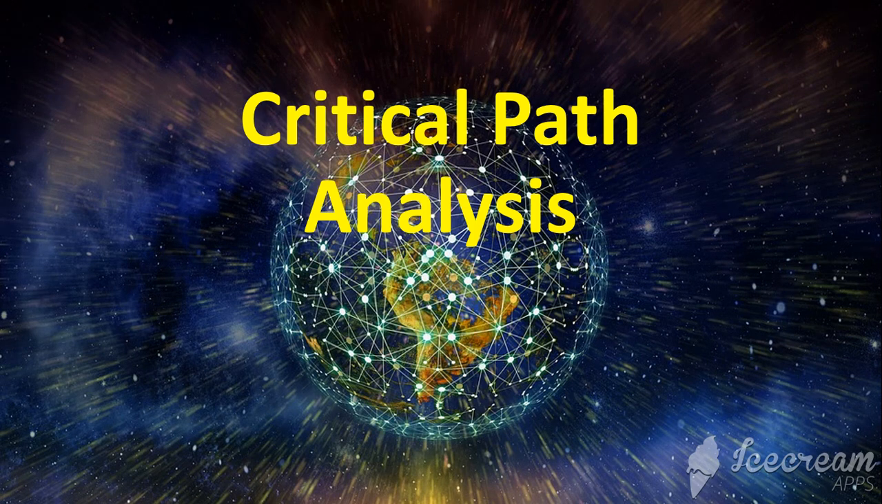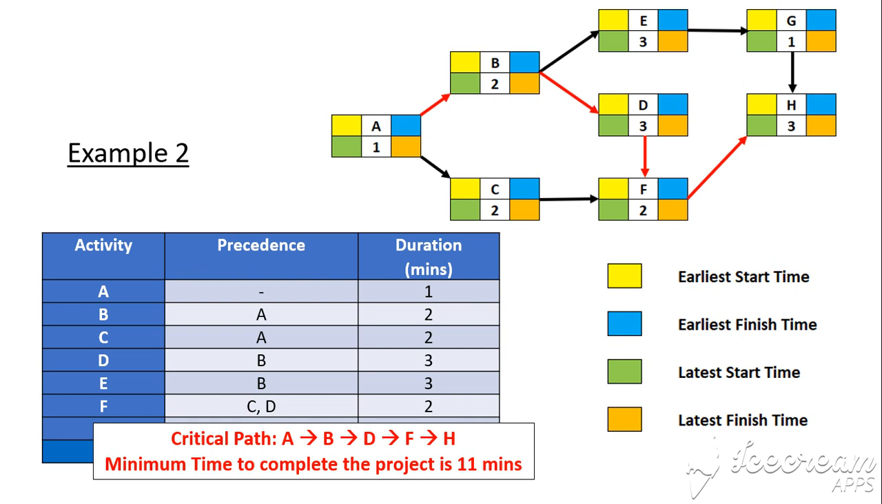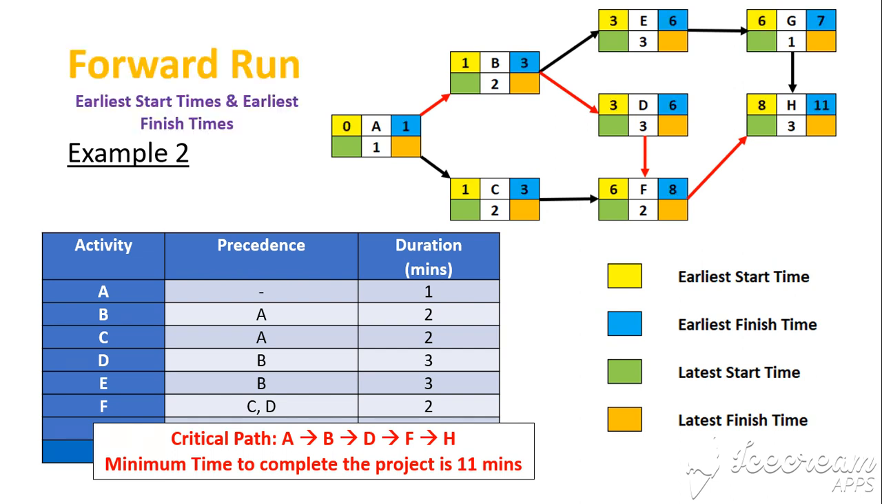Hi, and welcome to our last Level 3 critical path analysis video. We're back to example 2, and we're going to talk about what all these numbers mean when we did the forward and the backward runs in the last video.